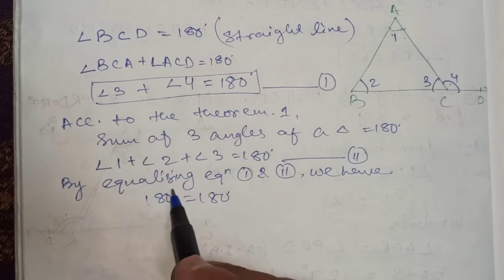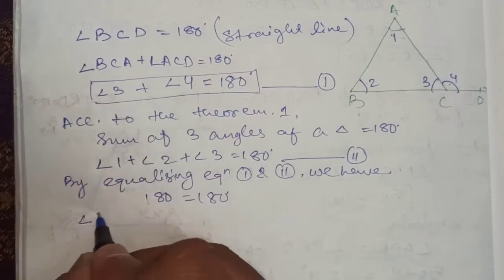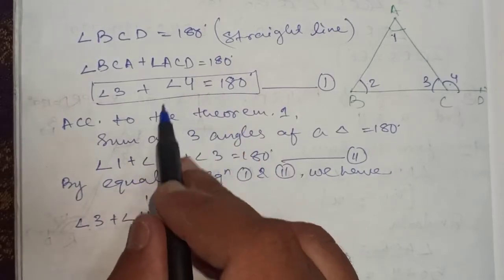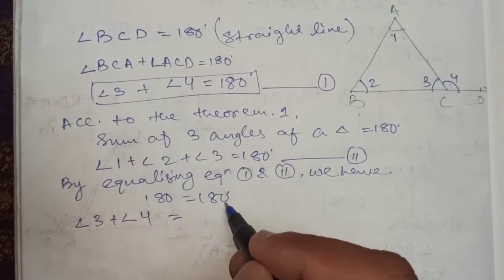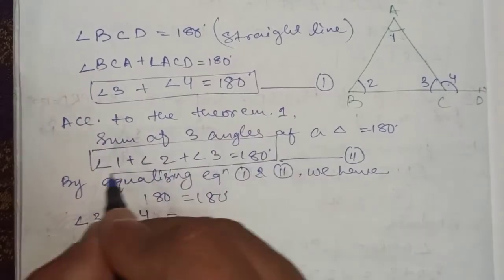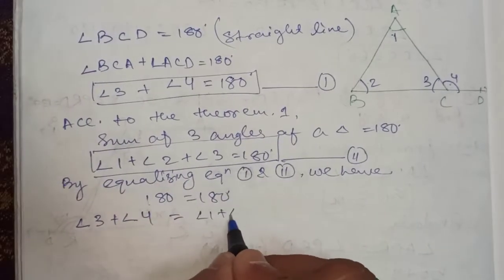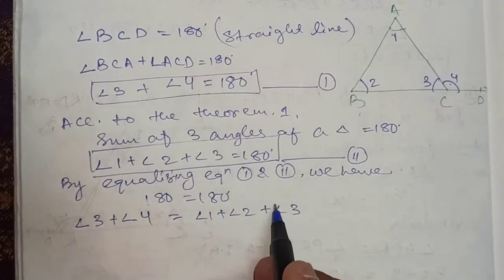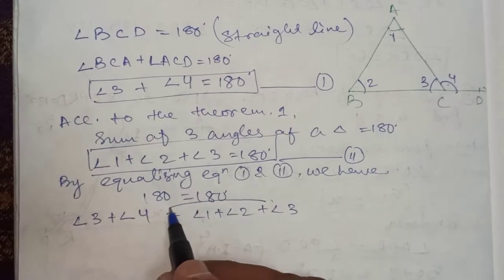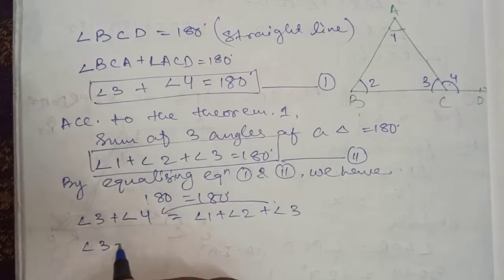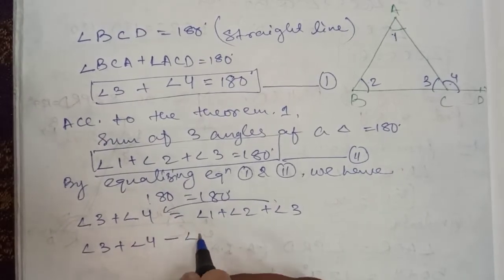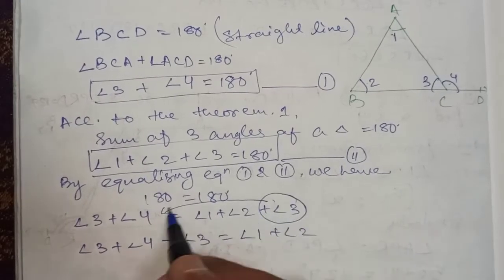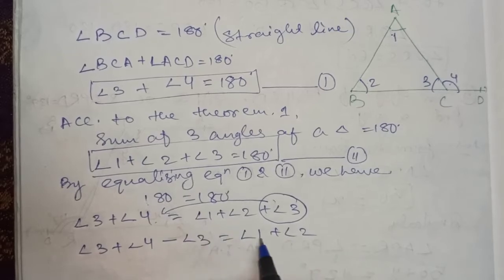Now in this 180 I am going to write 3 plus 4, because it is also equal to 180. In place of the other 180 I am going to write angle 1 plus angle 2 plus angle 3. So angle 3 plus angle 4 equals angle 1 plus angle 2 plus angle 3. Now bring this angle 3 to this side, shift this one here, so we get angle 3 plus angle 4 minus angle 3 equals angle 1 plus angle 2. This will go to this side and these two will be left on the RHS.